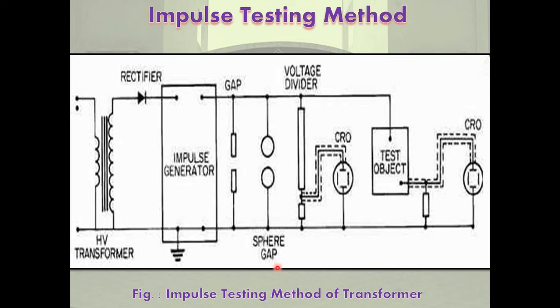If flashover or puncture of insulation does not occur, the transformer is considered to have passed the test. If puncture or flashover occurs, the transformer is considered to have failed the test. During the test, one wave should be applied with the reversal of polarity. Test voltage is applied to each winding.